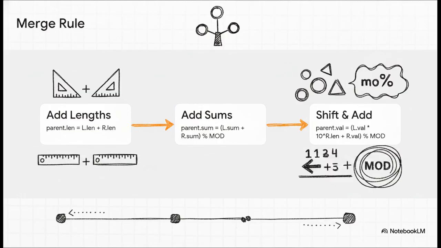Having this minimal state perfectly shapes our merge logic in the code. When we're combining a left child and a right child to make a parent node, the logic is super elegant. We simply add the lengths together. We add the digit sums together, modulo our constant. And for the main value, we apply that math trick we talked about. We take the left value, multiply it by 10 to the power of the right node's length, and then just add the right value. All of that modulo 1,000,000,007, of course.